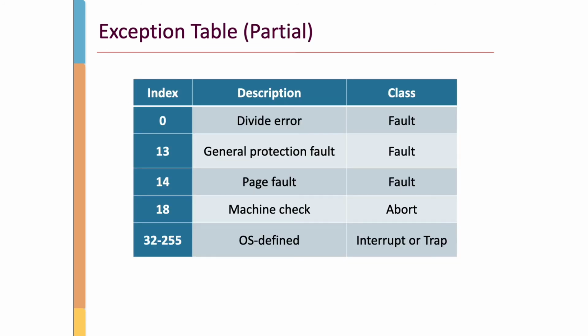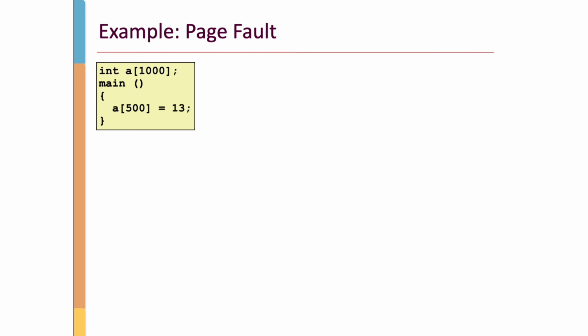Here's just a really abbreviated list of the things that we might find in an exception table. So at index 0 could be a divide by 0 error handler. In the case of a general protection fault that we talked about, might be at location 13. Location for a page fault handler, and so forth. Notice here that at the end of this exception table, there's quite a lot of entries left available for the operating system to use. And these are going to either be interrupt handlers that deal with hardware interrupts, or traps that are calls into the kernel to do something on behalf of a user process.